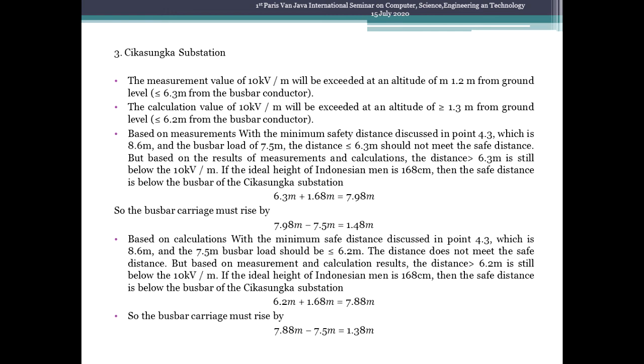We see the safe distance below the Busbar of the Cikasungka substation is 7.88 meter. So the Busbar carried must rise 1.48 meter. So the safe distance below the Busbar of the Cikasungka substation is 7.88 meter. So the Busbar carried must rise 1.39 meter.